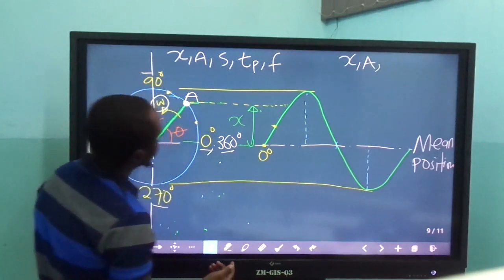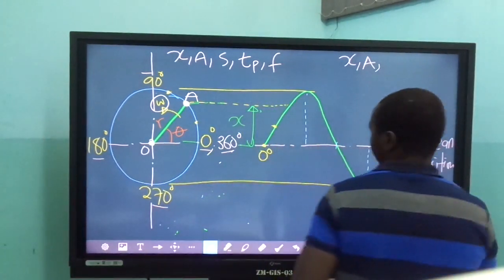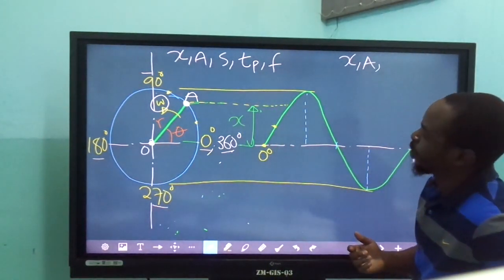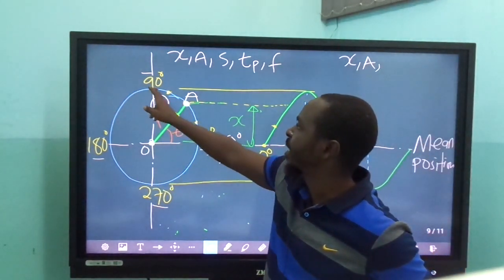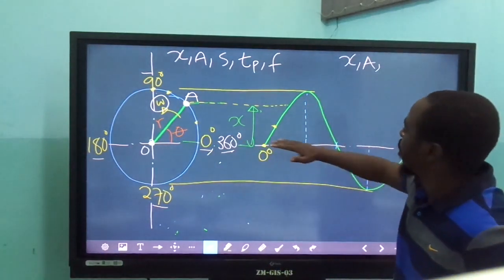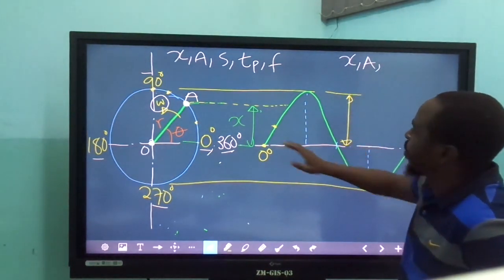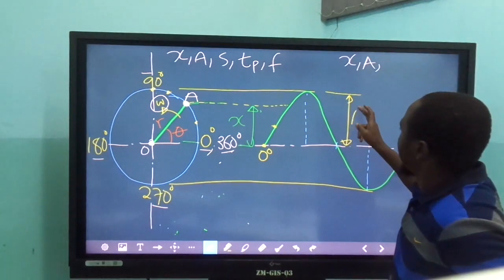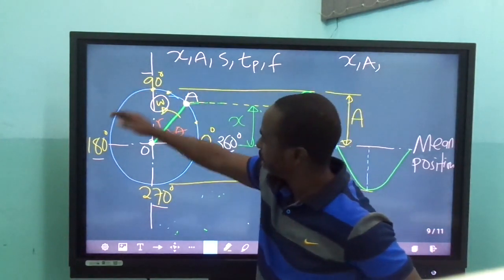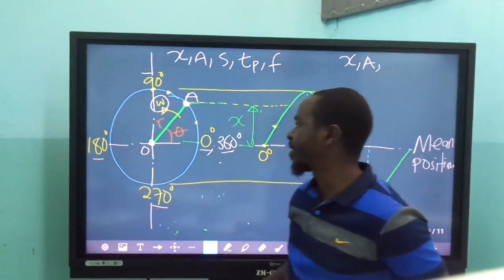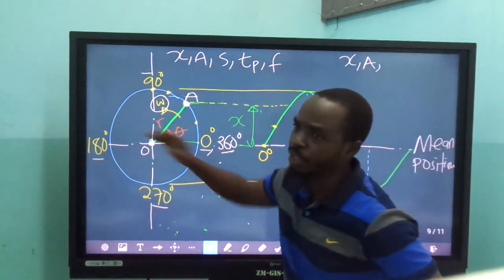And from displacement, we have the amplitude. Now, amplitude is the maximum displacement. We are going to have maximum displacement when point A reaches 90 degrees. So, from the mean position, we are going to have that as the maximum displacement, and that is going to be equal to A. Then, when this rod reaches 180, it will have come back to the horizontal, to the mean position.